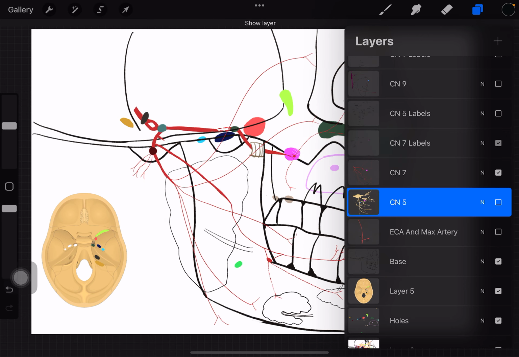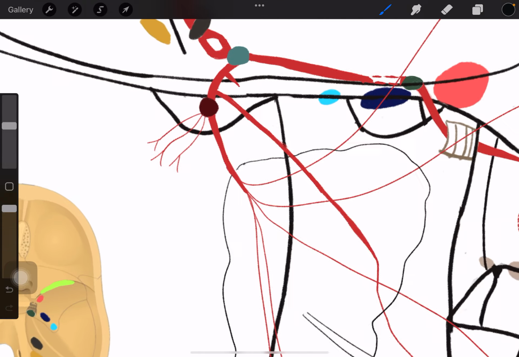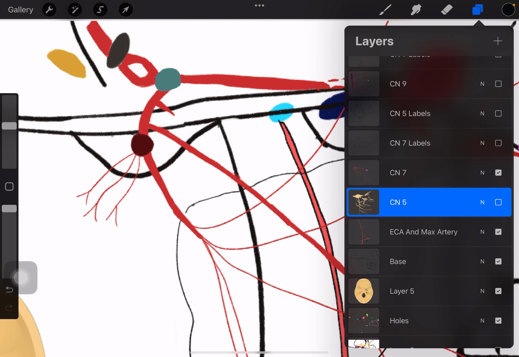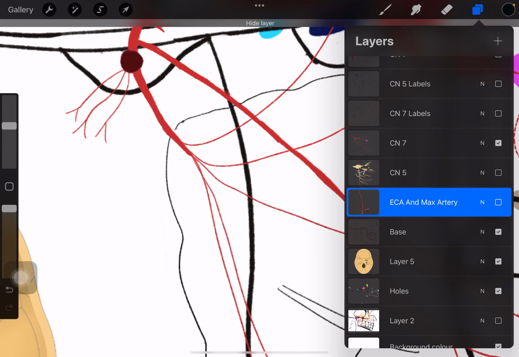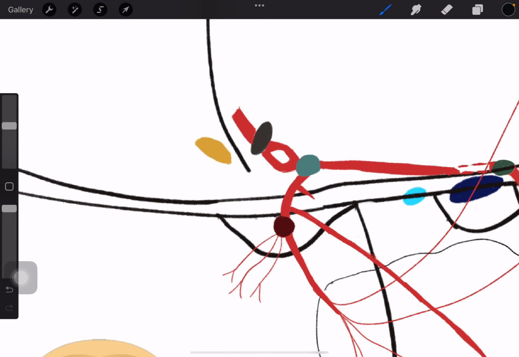Now we can move on to cranial nerve 7. This one's a bit different. The nerves here, I call them red. Don't confuse them with the ECA and axillary artery. They're also colored red, but they have a black outline. Okay, a bit different. We'll just start with tracing the origin.